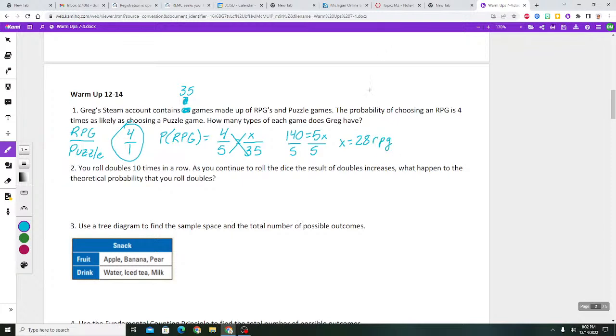But that's not the only thing that we're asked to do. So we want to know how many, it should be how many games of each type does he have. That's what I get for writing these things myself. So we take 35 and we subtract 28 and we get 7 puzzle games.